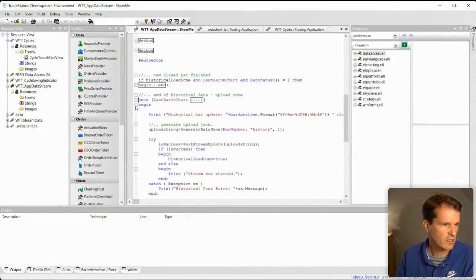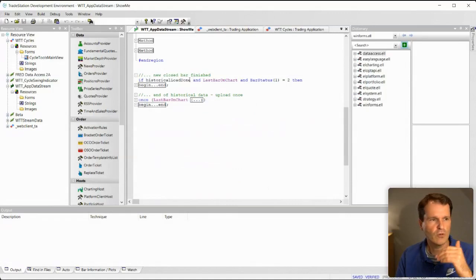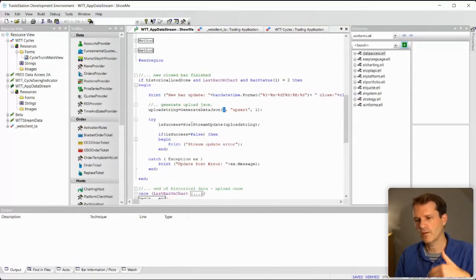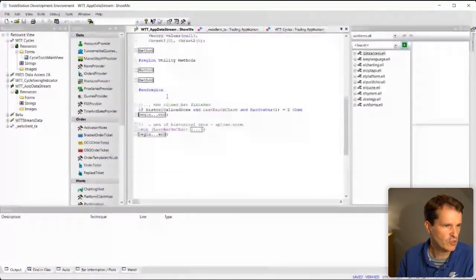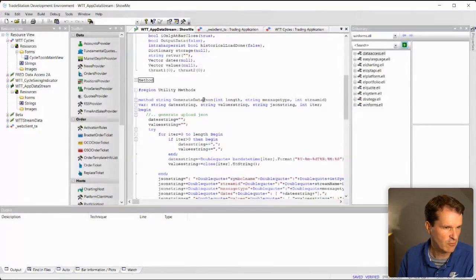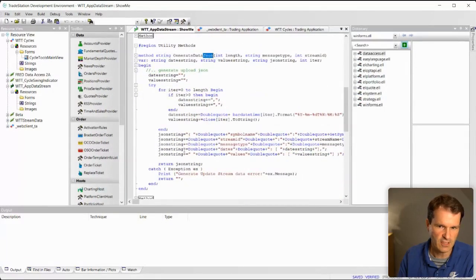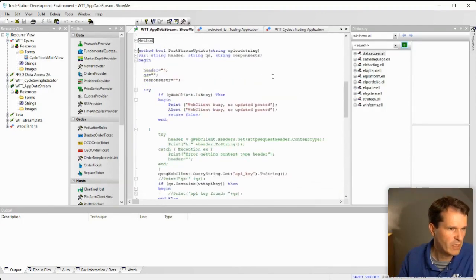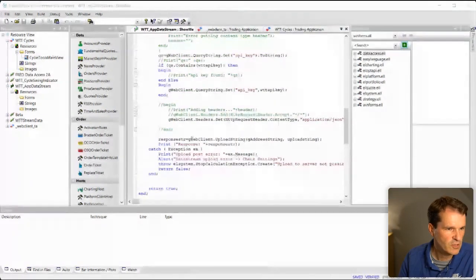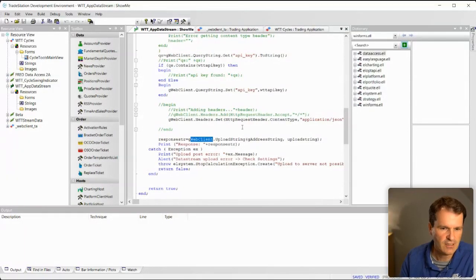This is happening once, and with each new closed bar, it will post the last two bars, with generation of the post stream update to the cloud. These are the utility methods: one utility method which is generating the string, but that's it. Just some string building here. Once this string is available, it will just use your API key and a web client, so it's a standard POST web request, pushing this information to a standard web address here.